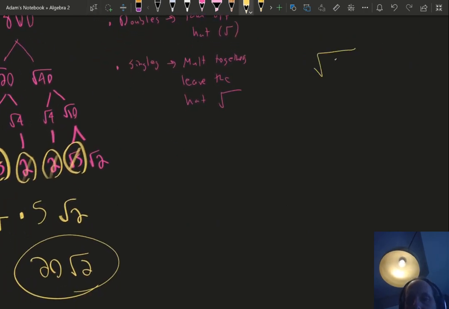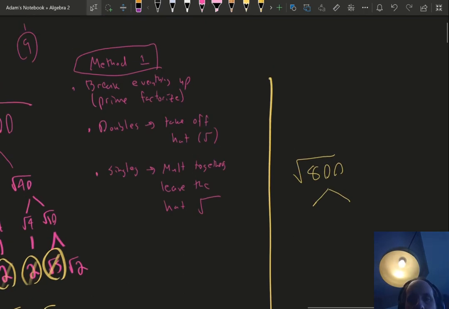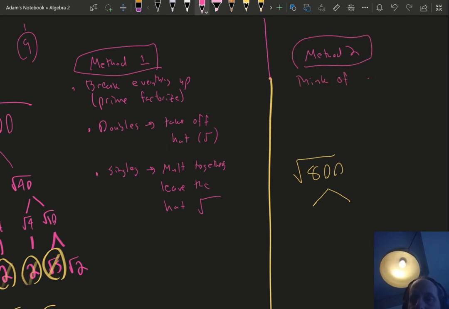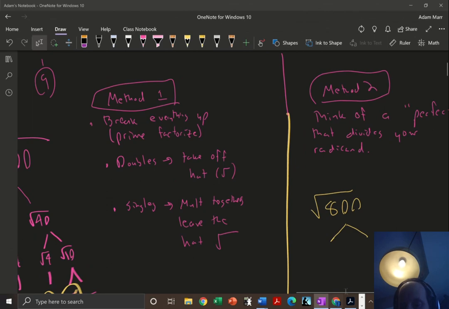All right, so let's try it a different way. The other way is kind of the way I was starting it. We'll call this method 2. Method 2, you try to think of a perfect square that divides into your radicand. Radicand is, of course, the number.